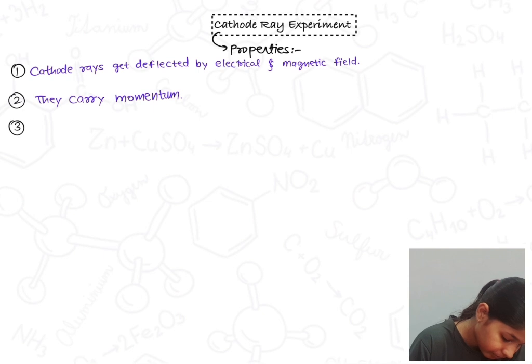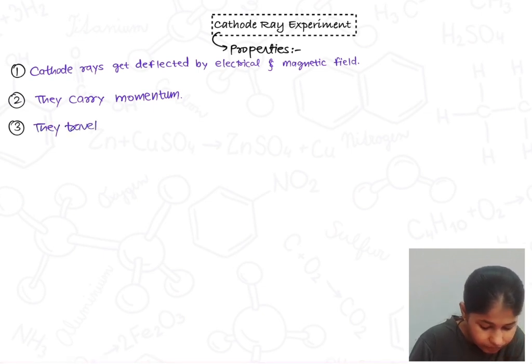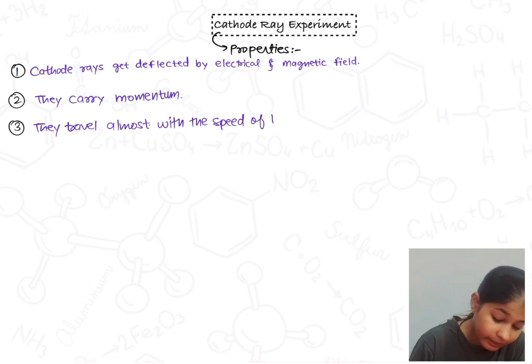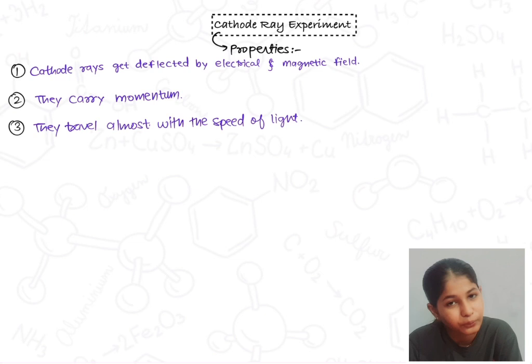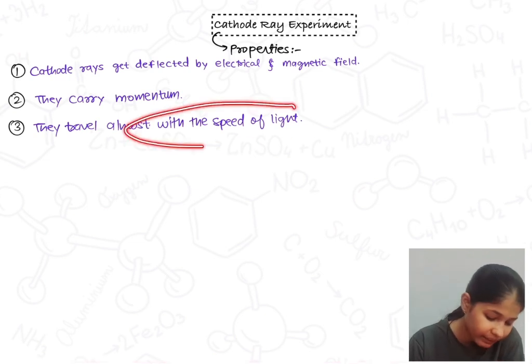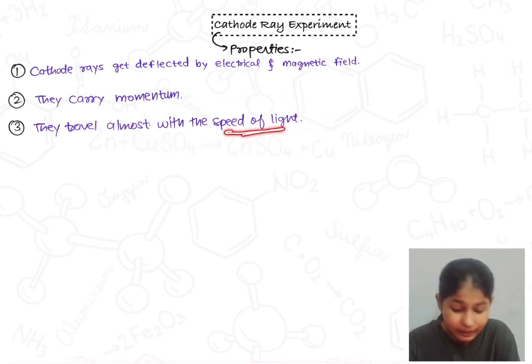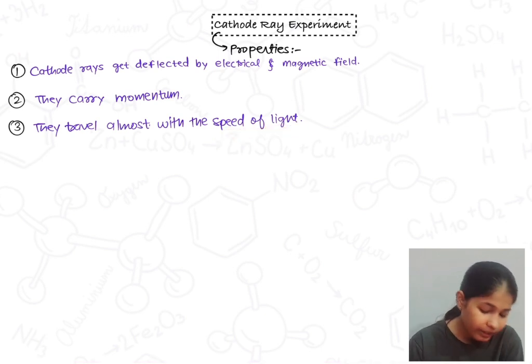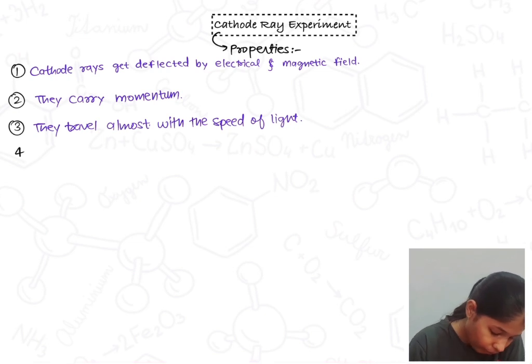Third, they travel almost with the speed of light. As I have already told you, they have their own velocity. So what is their velocity? Their velocity is approximately equal to the speed of light.